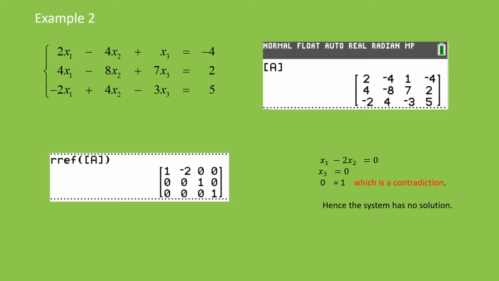So the last row here is not possible, and hence you can say that the system has no solution. If the last row produces a contradiction, 0 equal to 1 is a contradiction, there is no solution to the system.